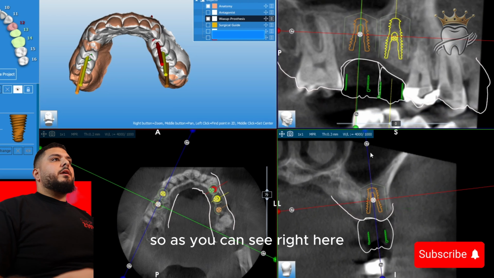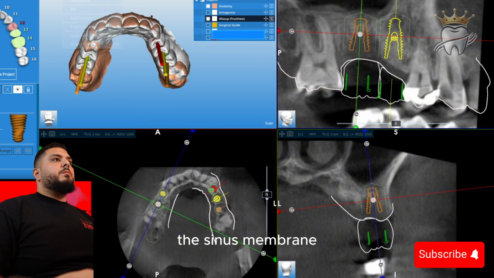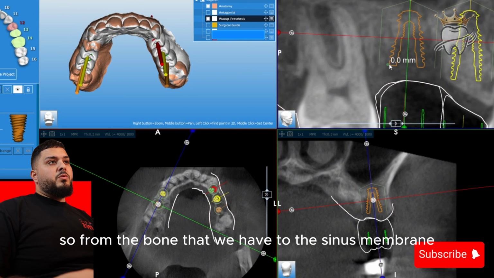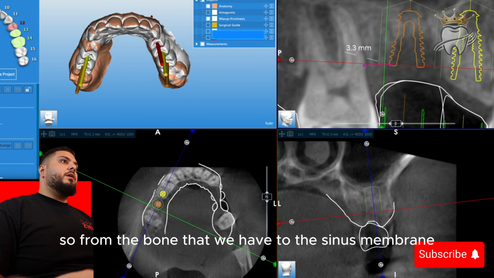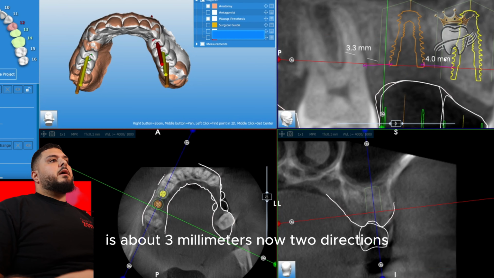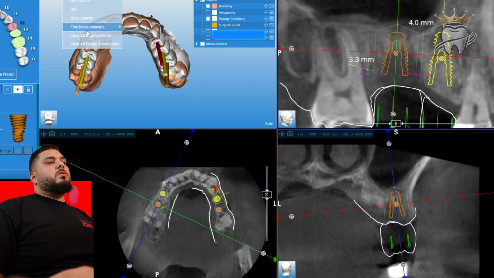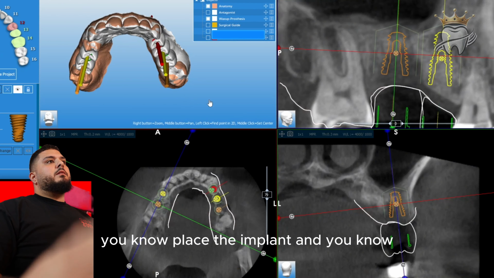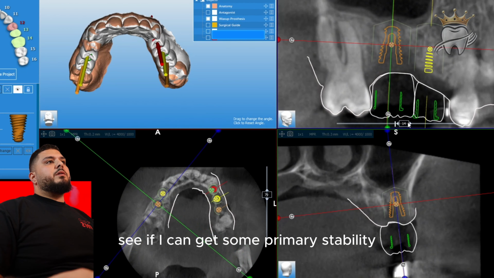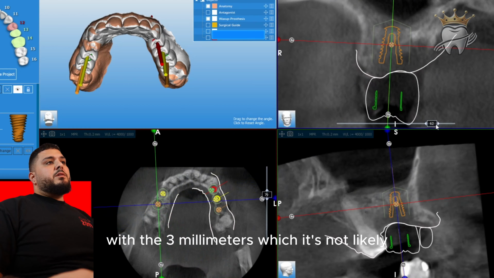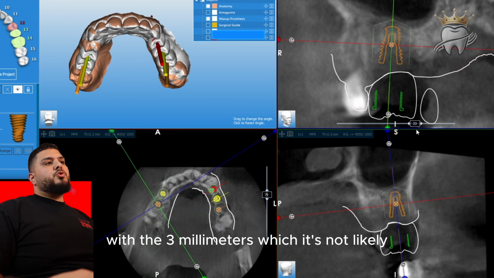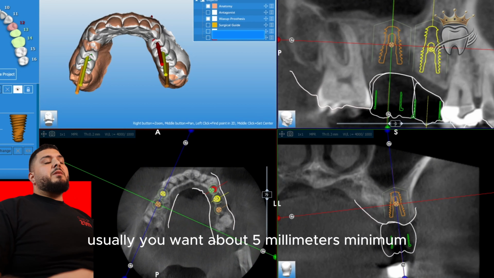So as you can see right here, from the bone that we have to the sinus membrane is about 3 millimeters. Now, there are 2 directions I can take this. I can place the implant and see if I can get some primary stability with the 3 millimeters, which is not likely. Usually you want about 5 millimeters minimum.